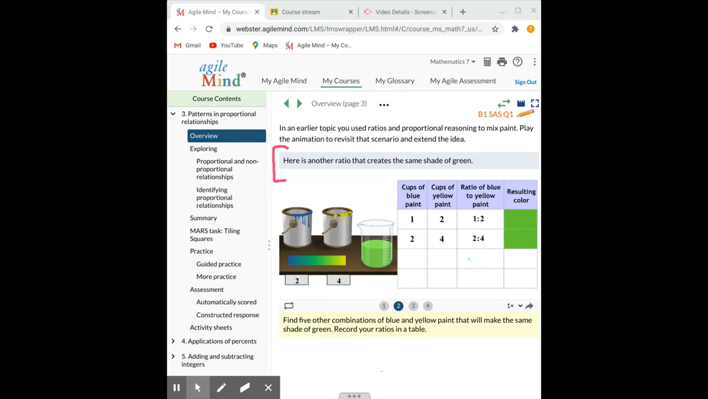All right, so looking at this, we have to find 5 more combinations. So we're going to do those 5 combinations right now. What I want you to do is look at number 1 on page 63, and you're going to use this to fill out the table. I'm going to give you about 2 minutes to complete that table.